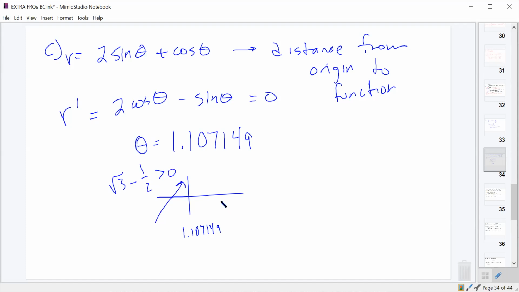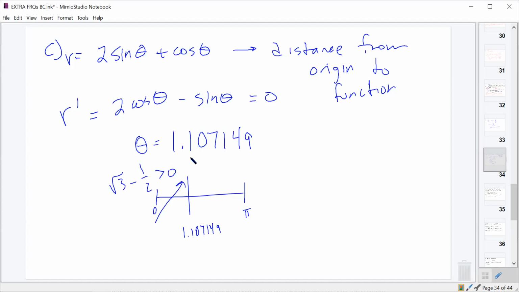So going all the way up to pi, we've got to just plug in something that's less than pi. We'll put a 0 here too. And plug in something that's greater than 1.107. So I don't know, what do you want to put, 3 pi over 4 or something like that.